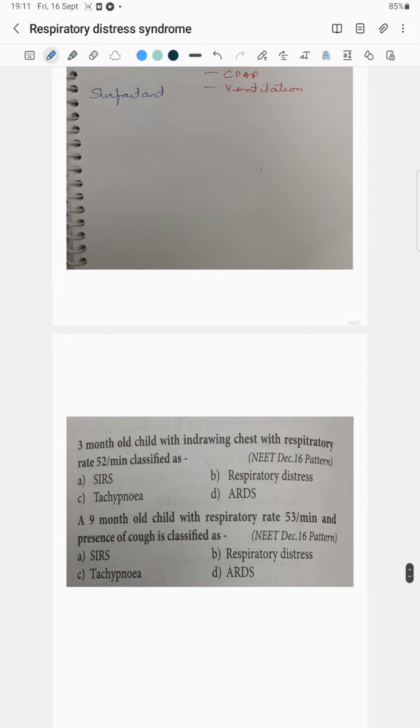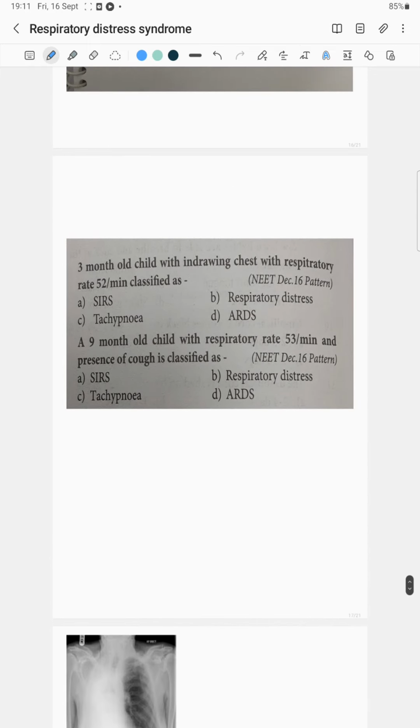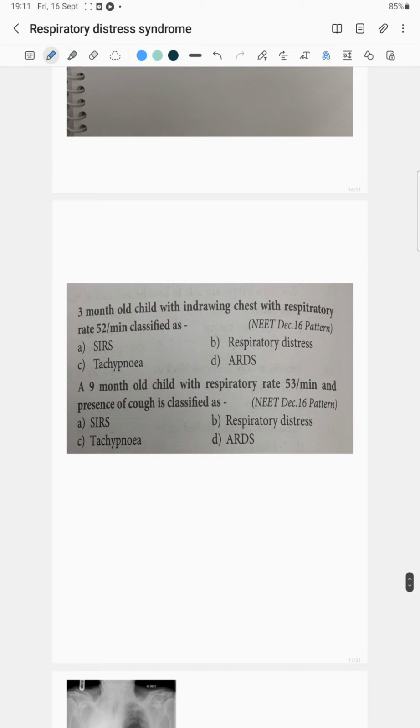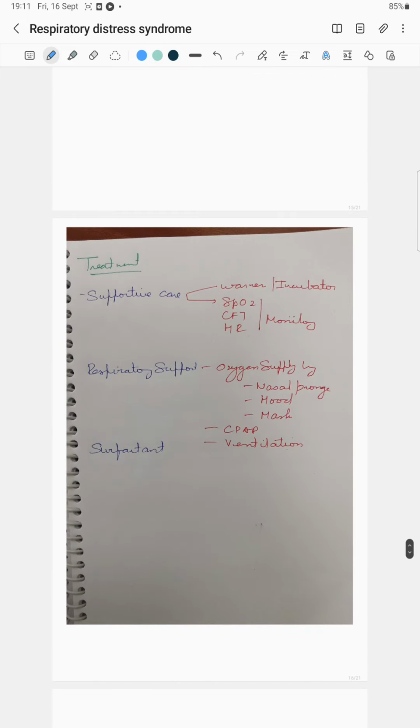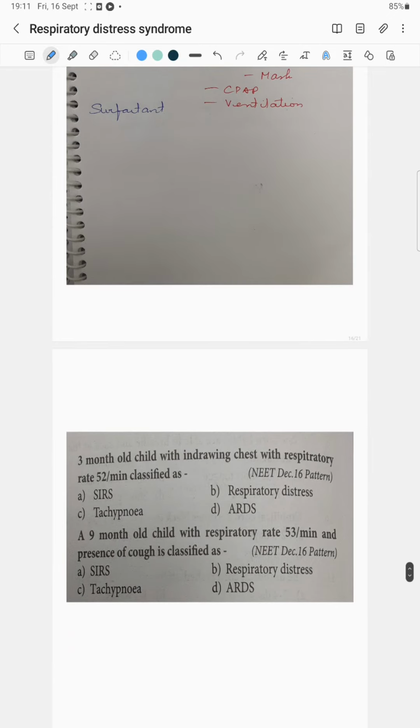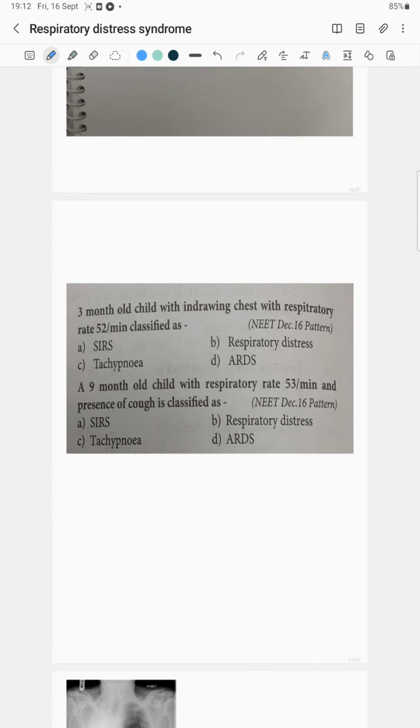Now the most important thing, the MCQ. This we will discuss. Our first MCQ: a 3-month-old child with indrawing of chest with respiratory rate 52 per minute. This was asked in NEET. What is the condition? Tachypnea, respiratory distress, or ARDS? So the answer is respiratory distress.